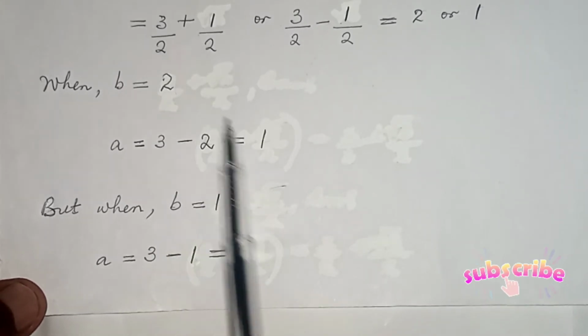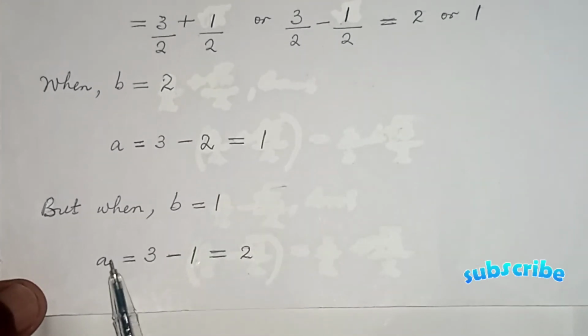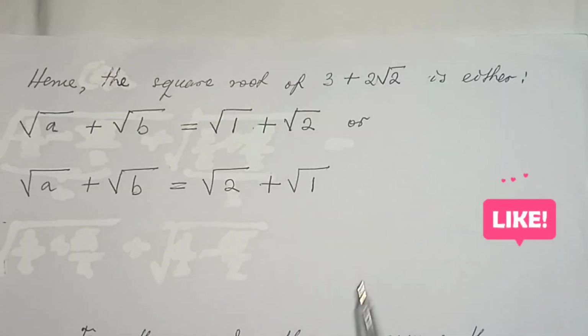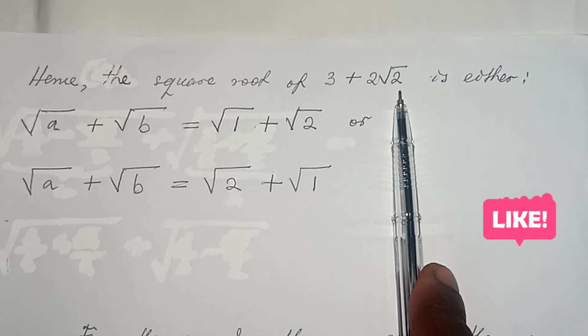So when b is 2, a is 1. When b is 1, a is 2. Now, that brings us to the end of that particular problem, where we can now summarize by telling ourselves what the square root of 3 plus 2 root 2 is.